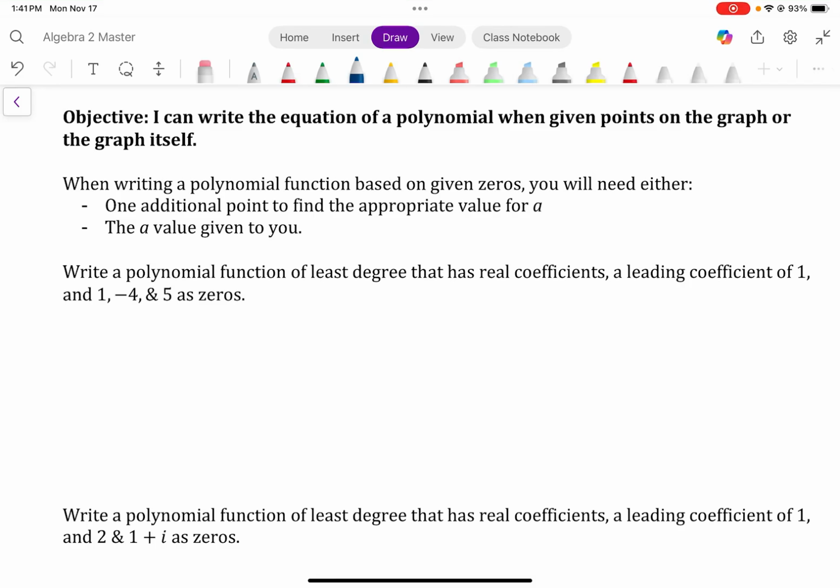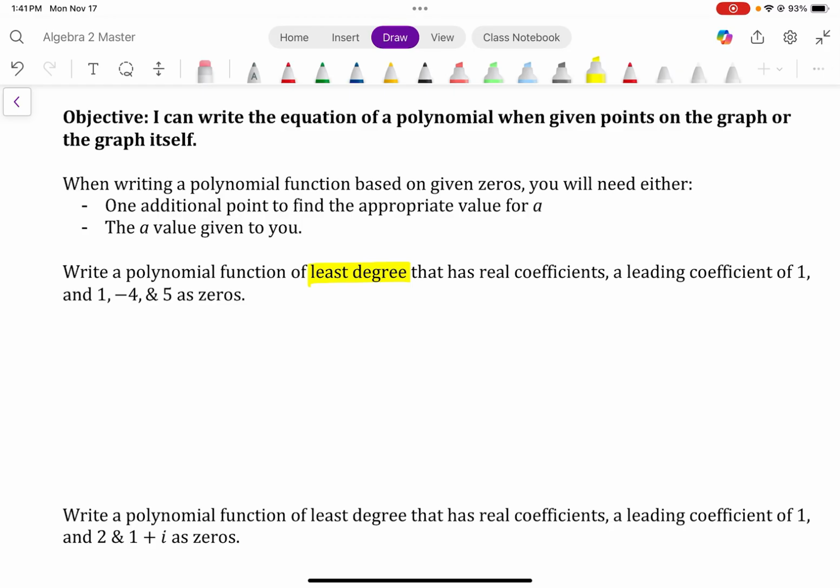In this video, we are going to write out the equation of a polynomial when given specific pieces of information. To start with, we're going to write a polynomial of least degree. That's going to be an important thing that we keep coming back to. It's got real coefficients. We're going to stay with real coefficients for everything just to make everything easier.